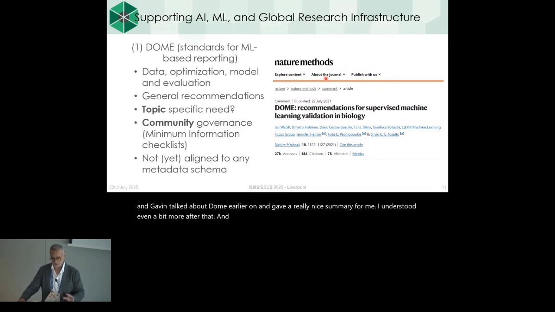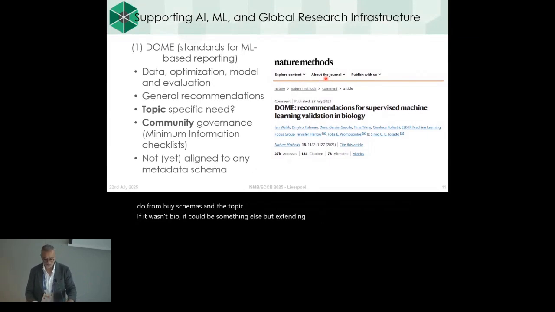And what I understand is that they're general recommendations, but the thing that stood out to me was that they talked about topic-specific extensions and community governance to try and build these out, which sounds like Bioschemas-y to me, right? If you took out the topic, the community part sounds like what you would do from Bioschemas, and the topic, if it wasn't bio, it could be something else, but extending towards a domain. So that was my take home from that.